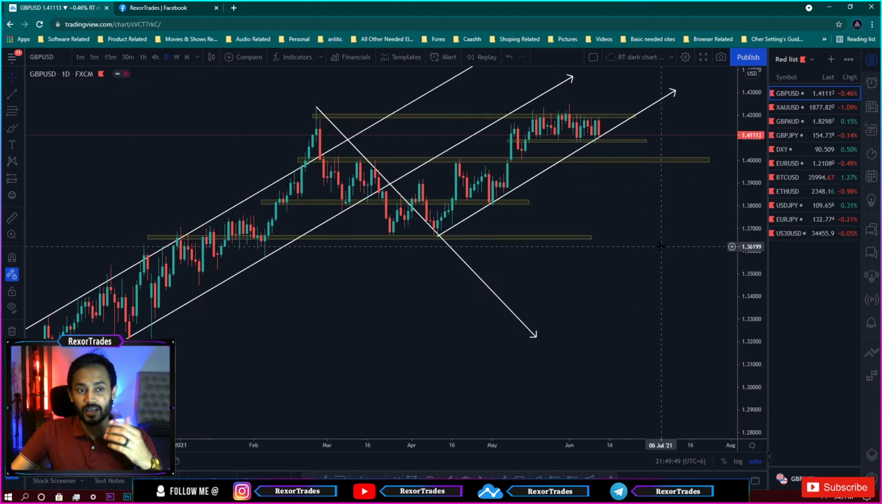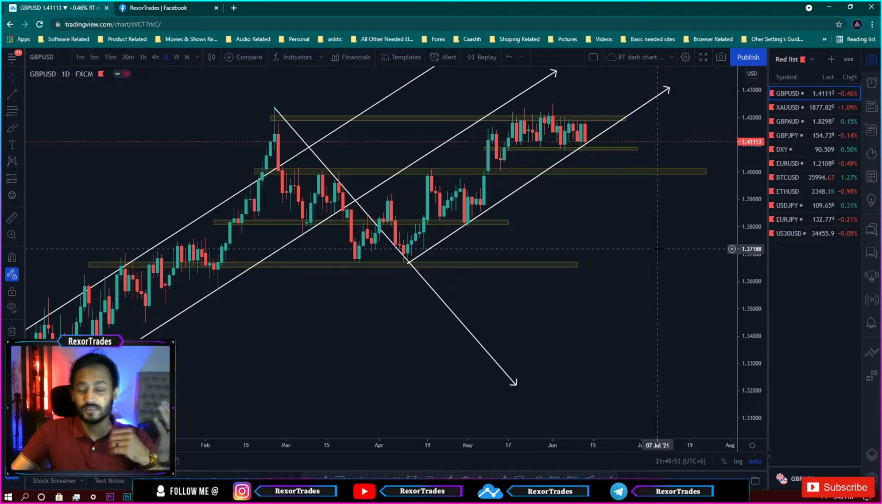So on the GBPUSD chart, we are on a higher one-day time frame, doing this analysis on a weekly basis. So we're going to look at the chart on a higher time frame. We'll also be breaking it down to a lower time frame as well.